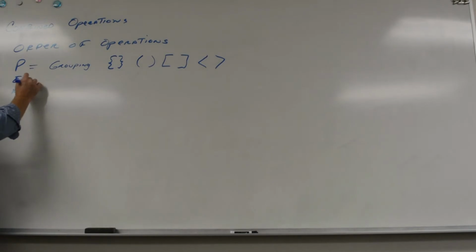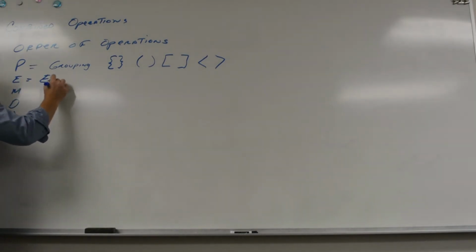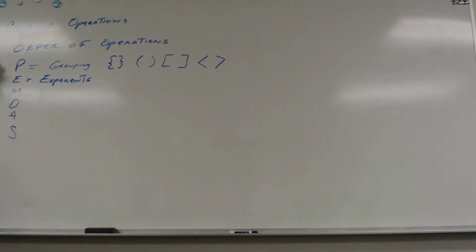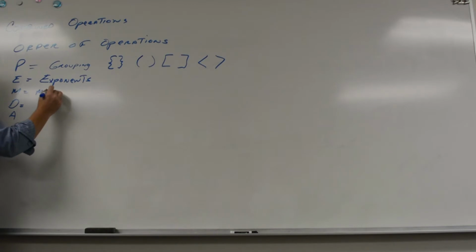E stands for exponents. So what this is saying is, first we're going to look for any groupings. If there's any mathematical operations within the groupings, we're going to do that first. After we do that, we're going to go to exponents. We're going to search out any exponents, and if there are any, we're going to solve those next. Then what do we have? Multiplication.